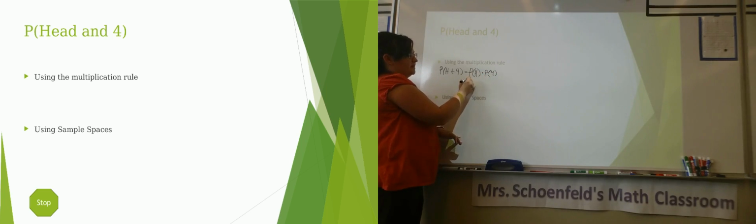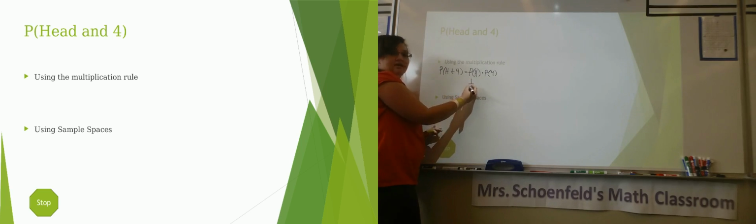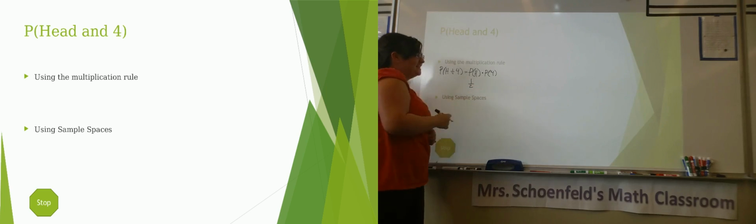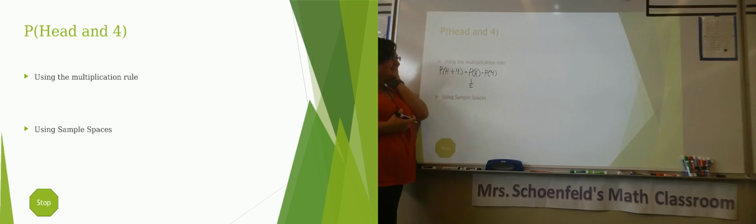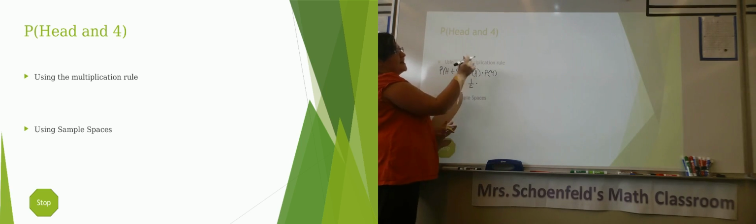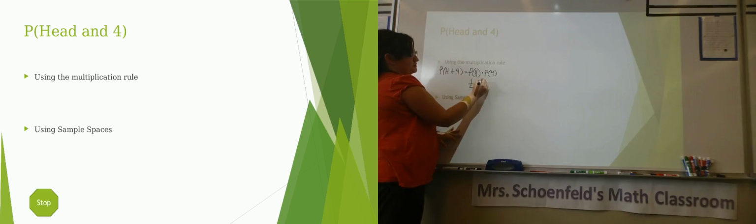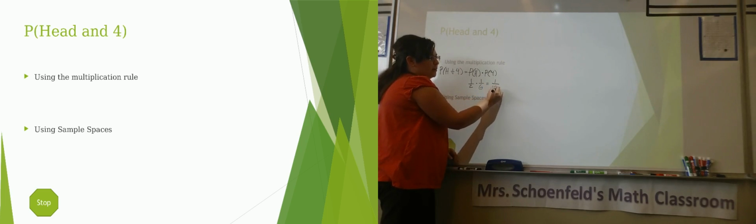So what's the probability of getting a heads? On a coin, not on a dice. Sorry, I didn't really write that very well. What's the probability of getting a 4 on a dice? 1/6. Then I multiply them, and I'm going to get 1 out of 12.